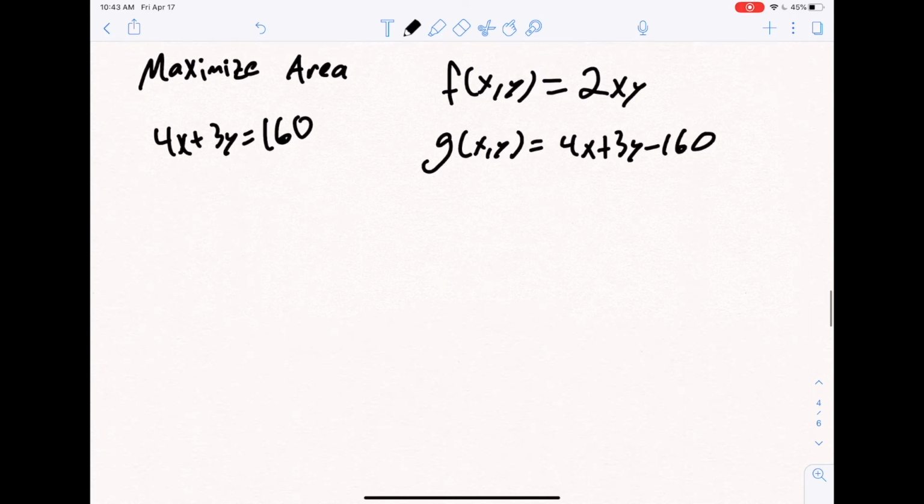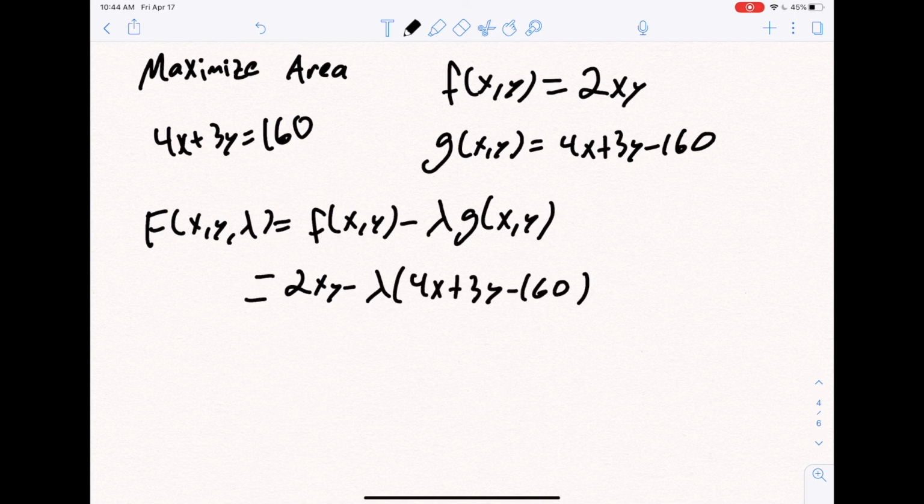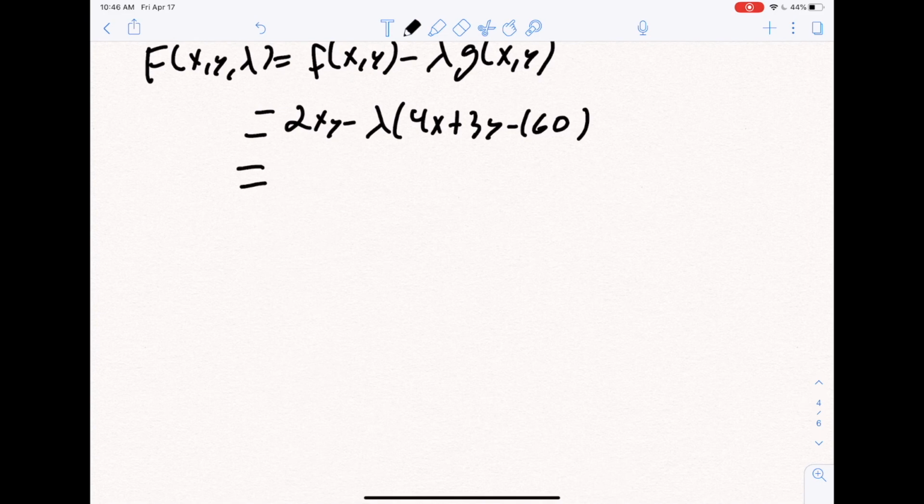Okay, with that in mind, our capital F function of x, y, lambda will be f of x, y minus lambda times g of x, y. Okay, and we can work this out to be 2xy minus lambda times 4x plus 3y minus 160. And this expands out to be 2xy minus 4 lambda x minus 3 lambda y plus 160 lambda. And so now we take our partial derivatives.